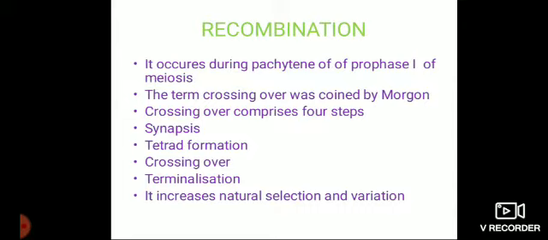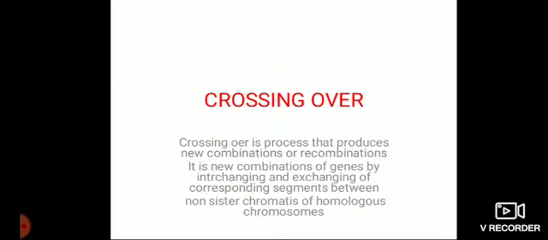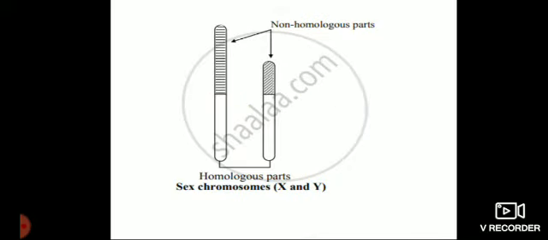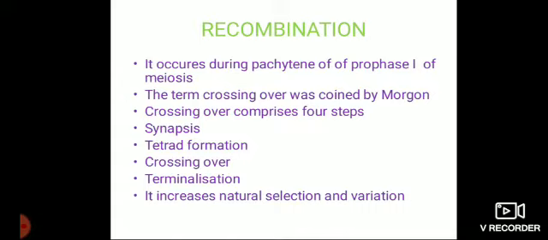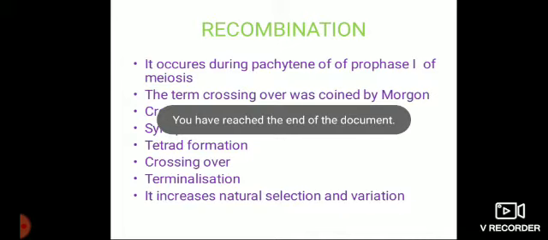The term crossing over was coined by Morgan. Remember, the crossing over term was coined by Morgan. Crossing over comprises four steps: synapsis, tetrad formation, crossing over, terminalization. Recombination increases natural selection.